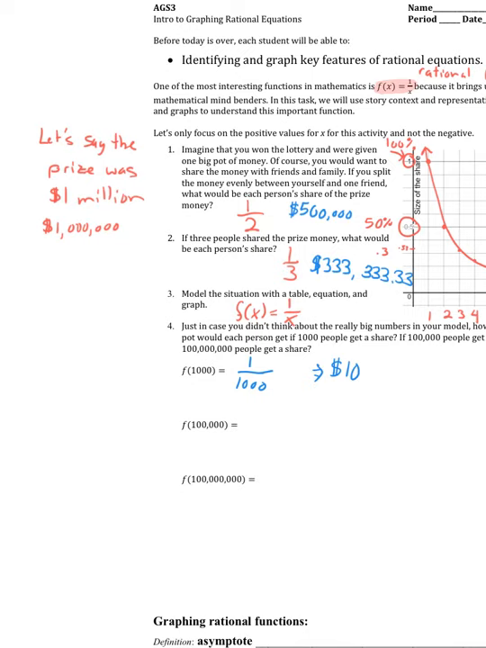So we each get $1,000. That's what it would be, $1,000, if I split it with 1,000 people. If I split it with 100,000 people, or there are 100,000 people splitting the prize, that's 1 in 100,000. It's a pretty small number.